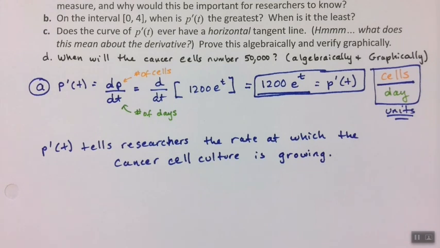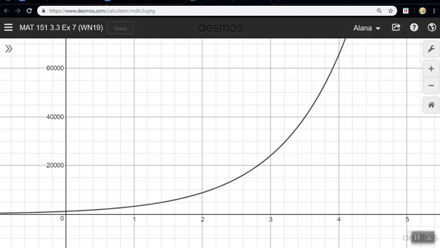Speaking of which, on the interval 0 to 4, when is p prime of t the greatest and when is the least? All right, so I have a graph for p of t, which is also p prime of t. They're one and the same. So let me draw that graph. And of course, I would give it scale, so that way we have just a sense of what we're looking at. So over here is 0, over here is 4, and then 20,000, 40,000, 60,000. So this is 60,000 up here. And I start down way low, and I end up kind of close to 60,000 by the time I've reached 4. There we go. So this is what it looks like from 0 to 4.